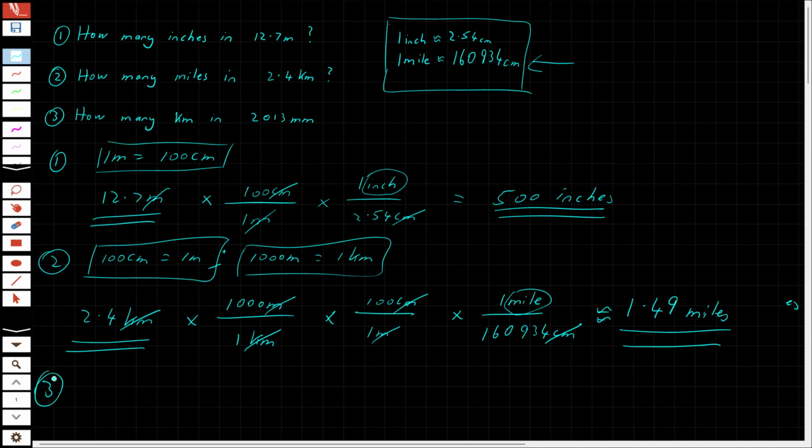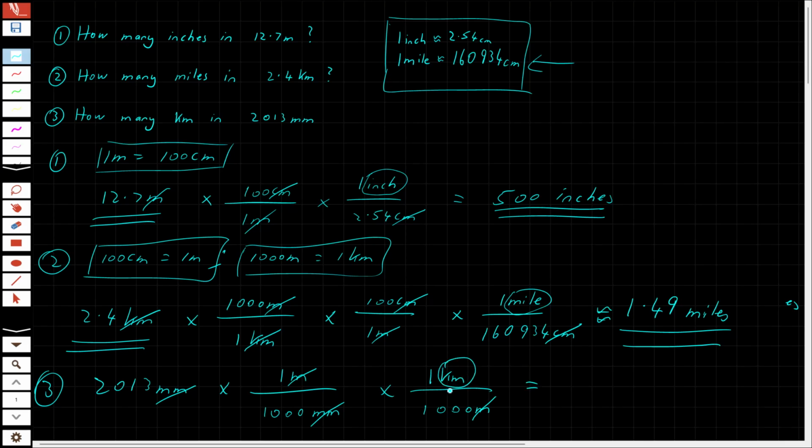Number 3, how many kilometers in 2013 millimeters? Once again, I'm going to use fractions to cancel out the units. I know that 1,000 millimeters is equal to 1 meter. I know that 1,000 meters is equal to 1 kilometer.